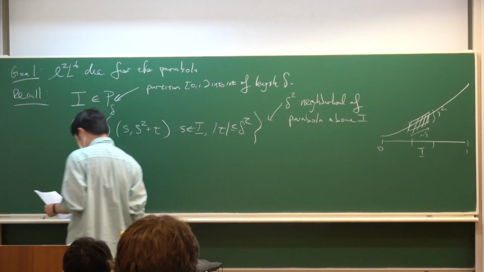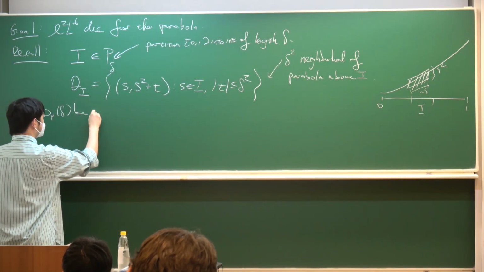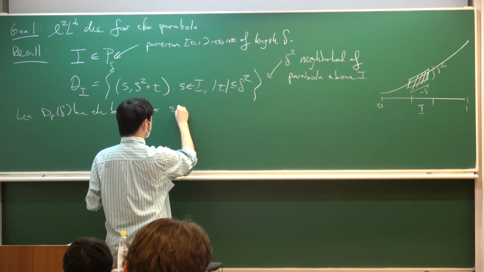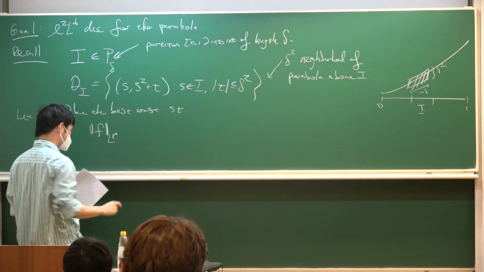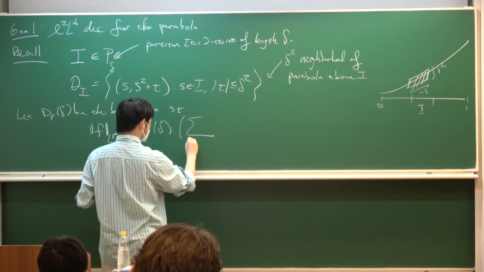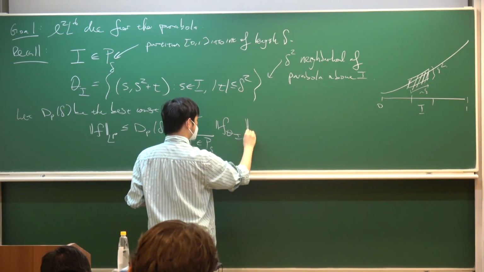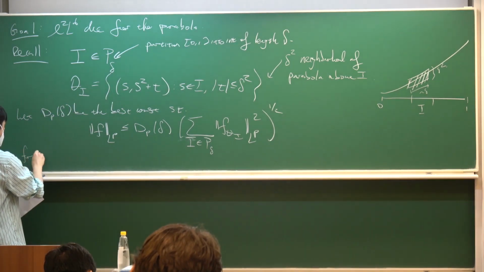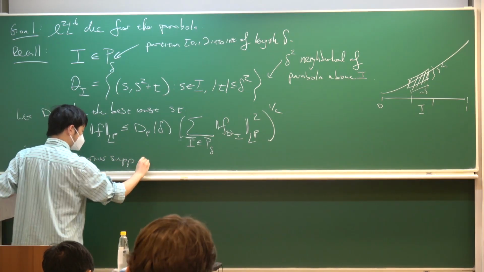Okay, what is decoupling? We're going to let Dp of delta be the best constant such that the Lp norm, let's define Dp of delta first and then we'll concentrate on 6, is less than Dp of delta times the l2 sum over I, such that this estimate is true for all f Fourier supported in the union over this.